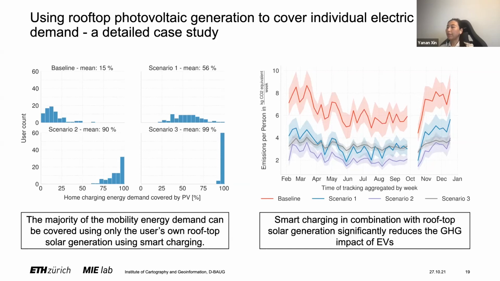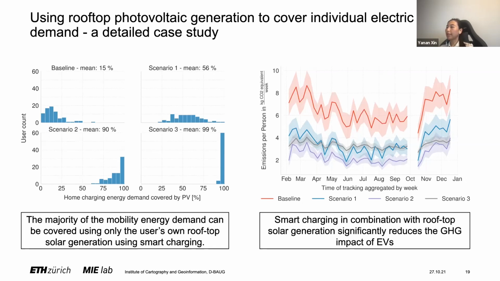By comparing the four plots, we can see that if the charging is uncontrolled, as in the baseline scenario, users cannot take much advantage of their PV generation to cover the mobility demand. Well, with a good charging strategy, as shown in the second scenario, most of the mobility energy demand can be covered using the rooftop PV generation.